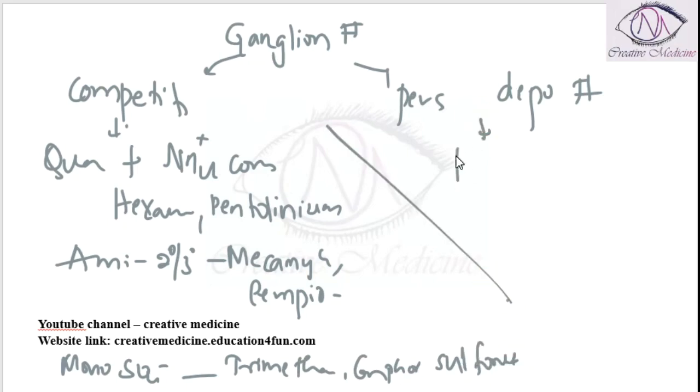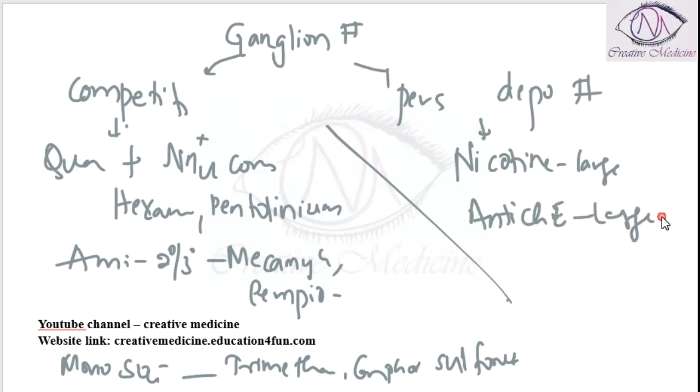Whereas persistent depolarizing blockers include nicotine, which is used in larger doses, and we have anticholinesterases. These anticholinesterases are also used in larger doses. So these are the ganglion blockers. They are of two types, competitive blockers and persistent depolarizing blockers.